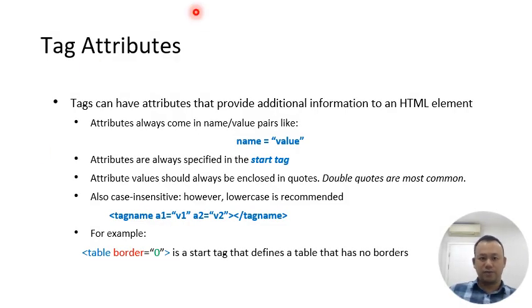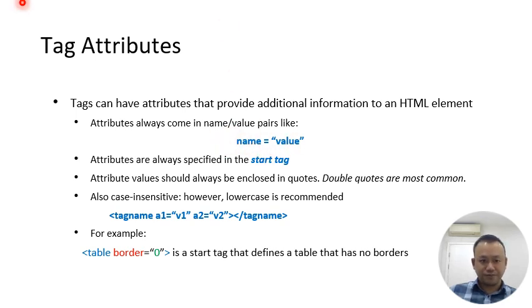Tag attributes. Attributes in HTML provide additional information about an element and are defined within the opening tag of an HTML element. They modify the element's behavior or appearance. So we have a syntax like this. Of course, attributes always come in name and value pairs like this.